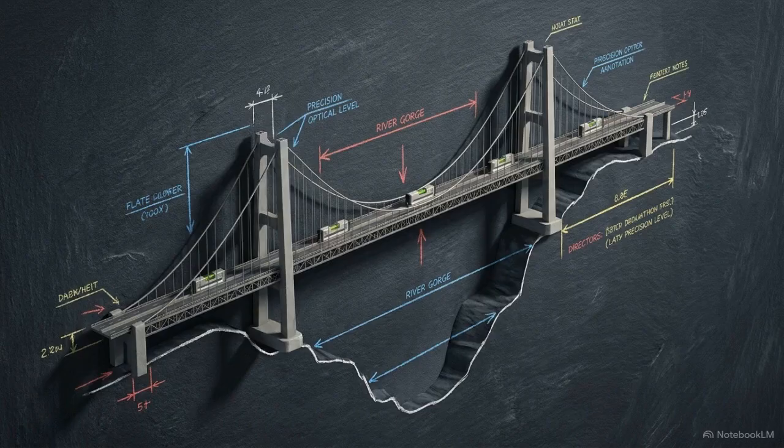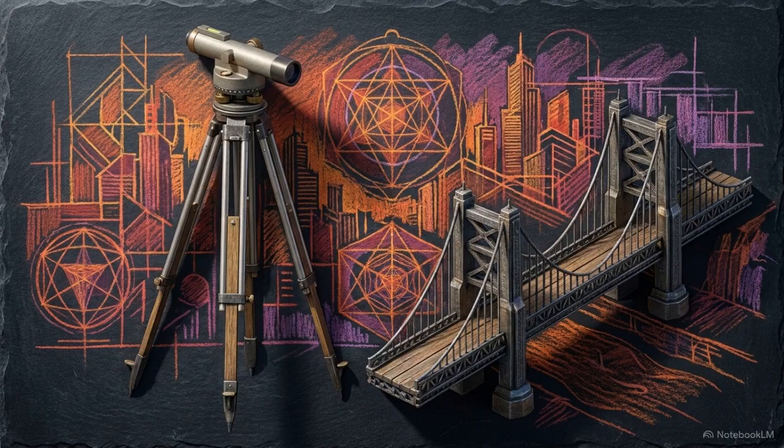Reciprocal leveling bypasses the physics of the Earth entirely. By imposing strict symmetrical geometry on the data collection process, surveyors ensure that massive, unavoidable distortions cancel themselves out, leaving only the pure data behind.